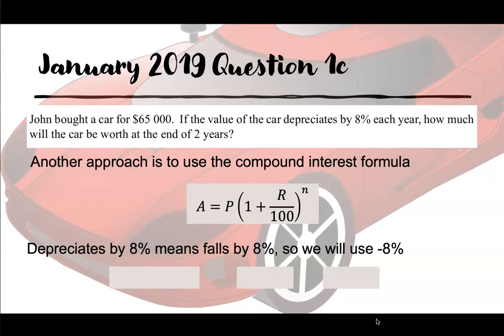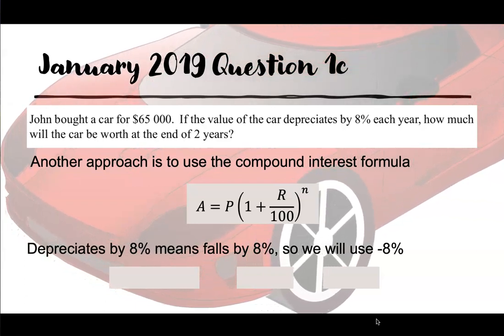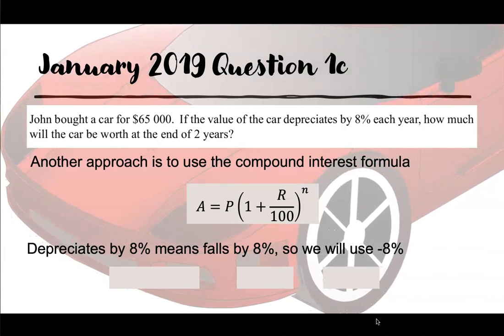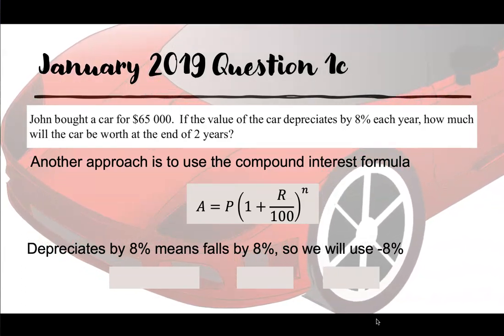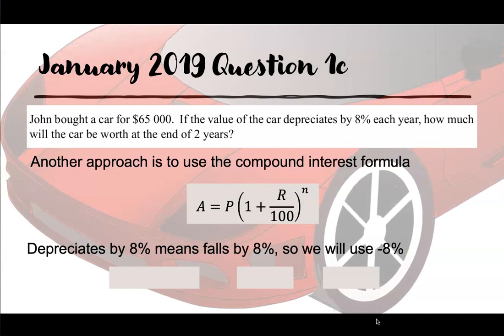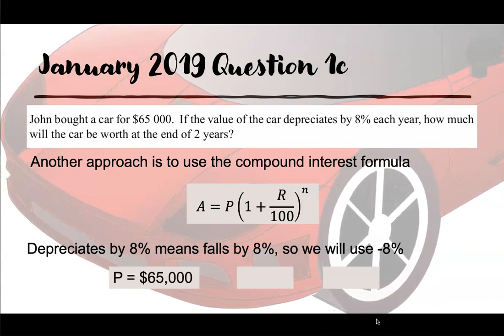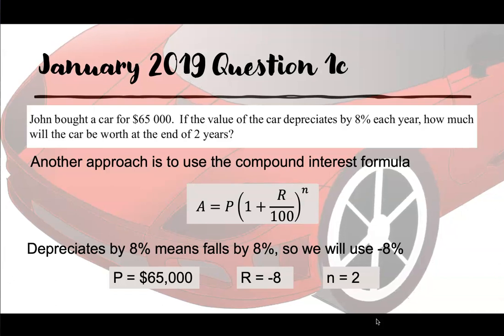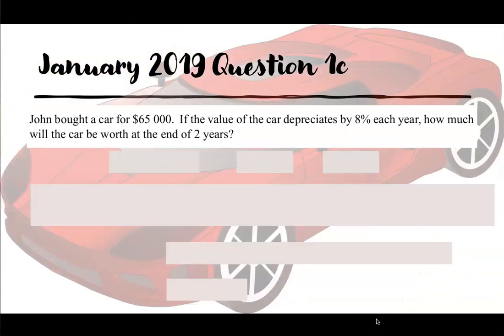Right? Depreciates by 8%, meaning it falls by 8%. So instead of positive 8, we're going to use negative 8% because it's falling by 8% each year. So the principal amount here will be $65,000, P. The rate R will be negative 8. And N, number of years, is 2. So these are the figures we will now put into our formula in order to calculate the value at the end of 2 years. So here goes.